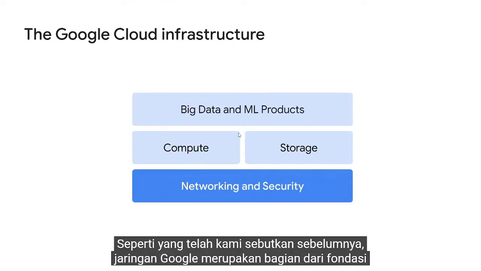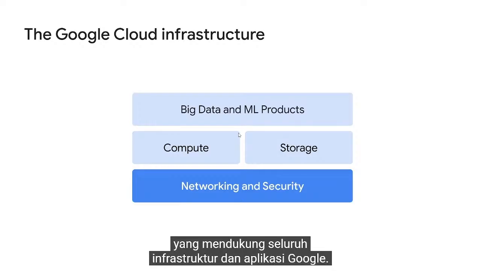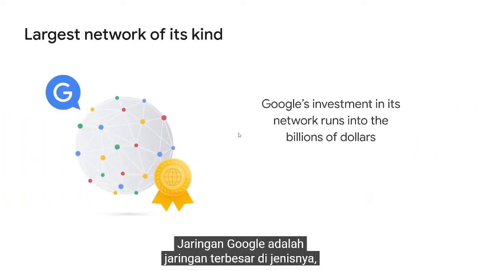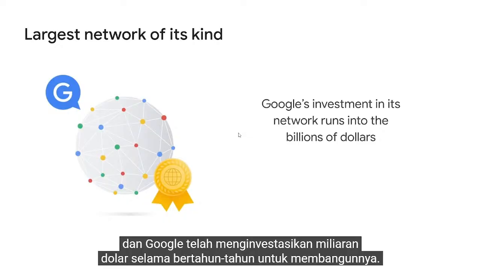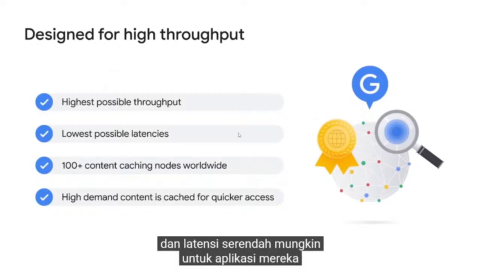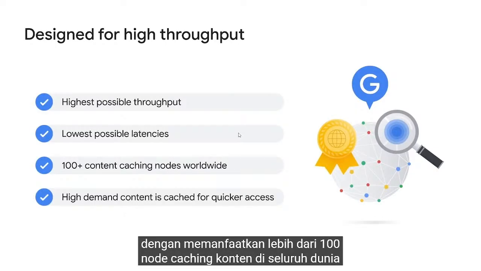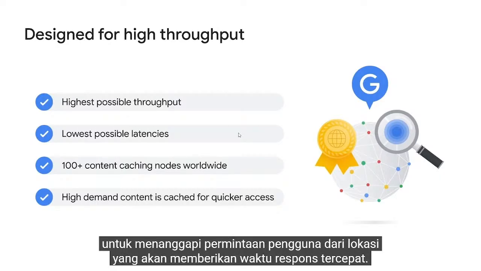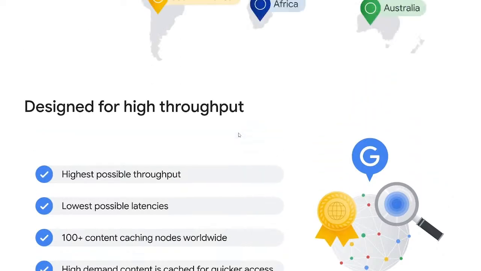As we previously mentioned, the Google network is part of the foundation that supports all of Google's infrastructure and applications. Let's explore how that's possible. Google's network is the largest network of its kind, and Google has invested billions of dollars over the years to build it. This network is designed to give customers the highest possible throughput and lowest possible latencies for their applications by leveraging more than 100 content caching nodes worldwide, locations where high-demand content is cached for quicker access, to respond to user requests from the location that will provide the quickest response time.